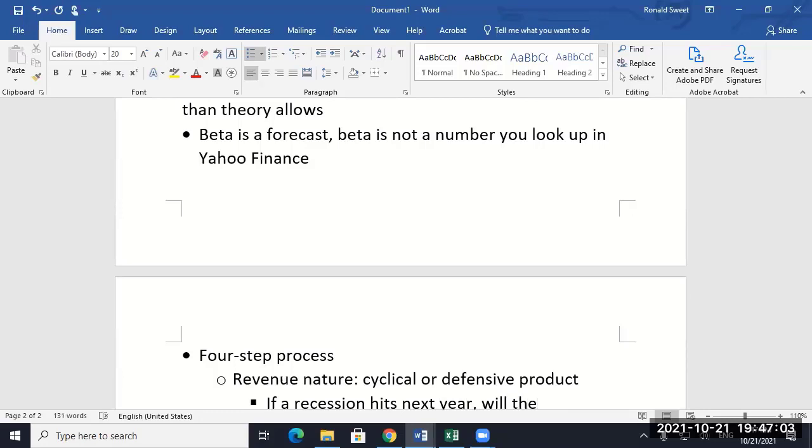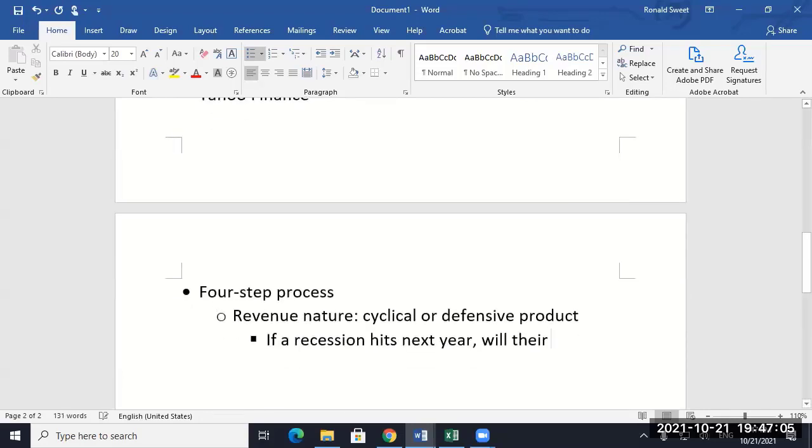let me give you the wrong question first. Will their revenues fall? Why is that the wrong question? What if we have a horrible recession next year? Is every company whose revenues fall a cyclical company? So what's the real question? Will their revenues fall more than the average company, right? Beta is a relative thing. So it's a relative thing.